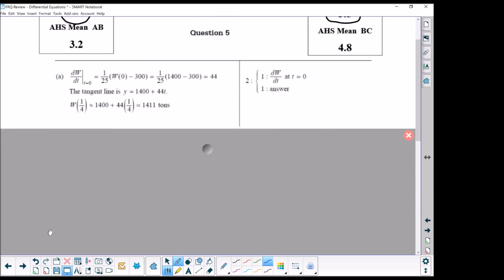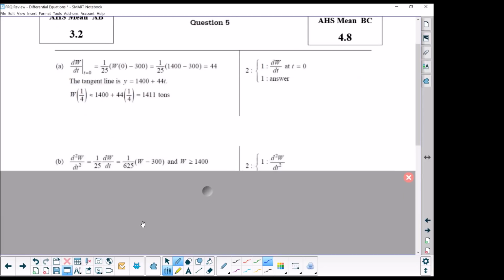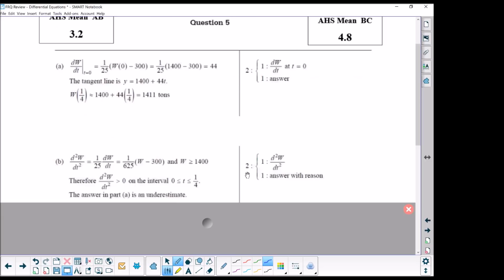You know what? Did I forget to take a look at the scoring rubric for B? It looks like I did. Well, we can look at that one real quickly. It was worth 2 points. You remember all the way back to that question, taking the second derivative and getting an expression that's somewhat equivalent to this in terms of W, be worth the first point.